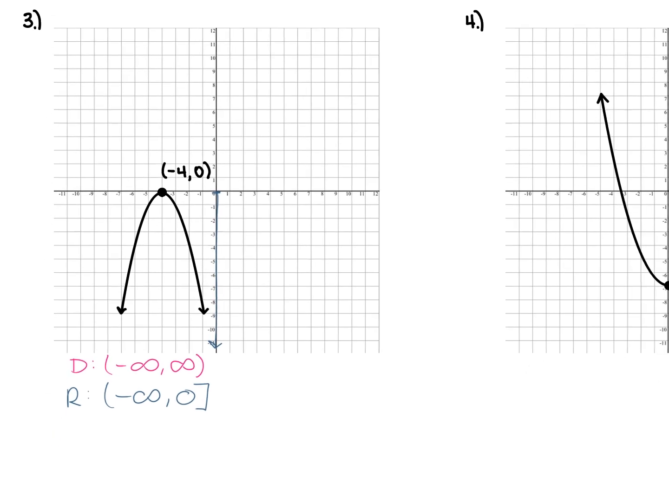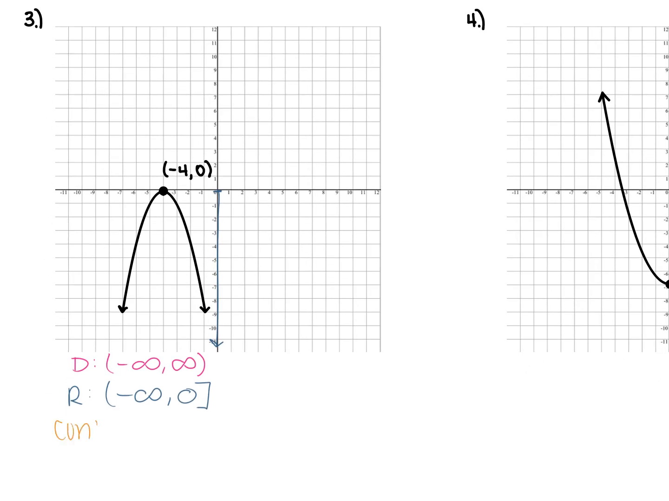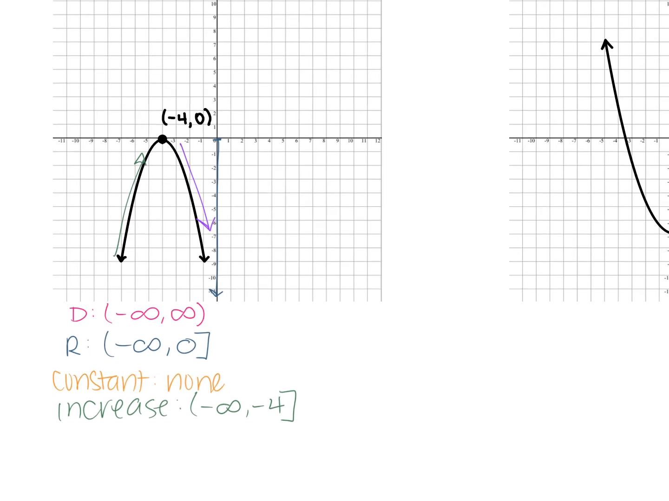You do not have a constant on this, so that would just be none. Your increase is going from left to right and going up, so the x values that are covered are from negative infinity up to negative 4. That negative 4 gets a bracket on it. The decrease starts at negative 4 and goes to positive infinity.